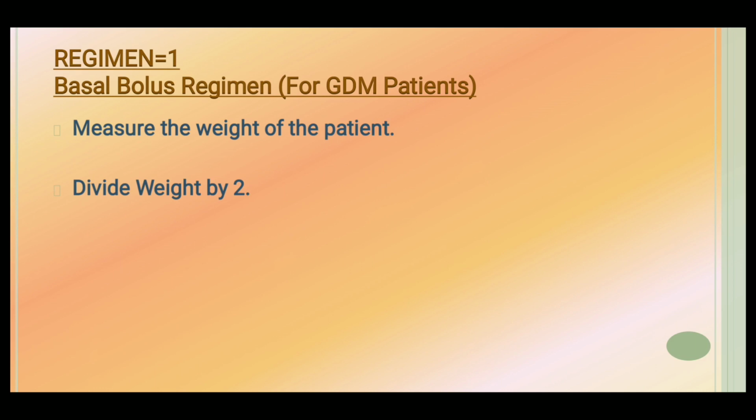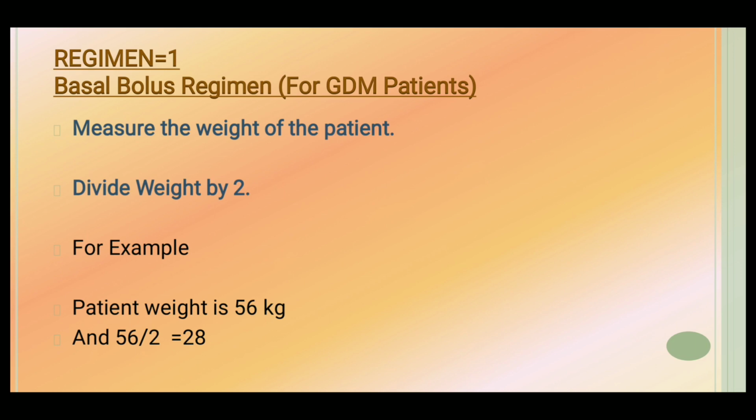This regimen is used especially for the GDM patient, those who have diabetes in pregnancy, those who did not have diabetes before pregnancy, those who are not already known diabetic. So for the GDM patient, first of all, we need to measure the weight of the patient. After measuring the weight, we will divide the weight by 2. Okay, let us have an example. For example, the patient weight is 56 kg and 56 by 2 is equal to 28.